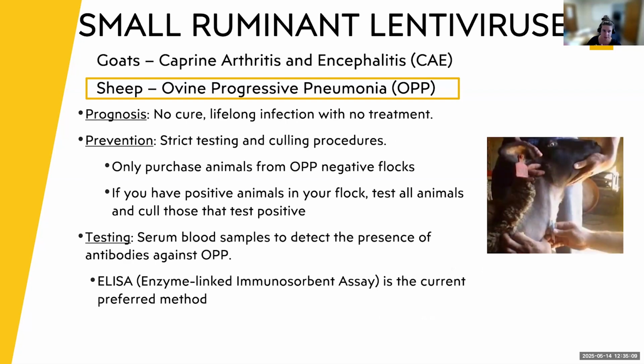Prognosis, no cure. It is a lifelong infection with no treatment options. Prevention is using strict testing and culling procedures similar to these other diseases. There can be a blood sample taken, analyzed, and then you'll know their status. Only purchase animals from OPP negative flocks. And if you have positive animals in your flock, test all other animals to ensure that they don't also carry the virus. The ELISA is the current preferred method for testing.